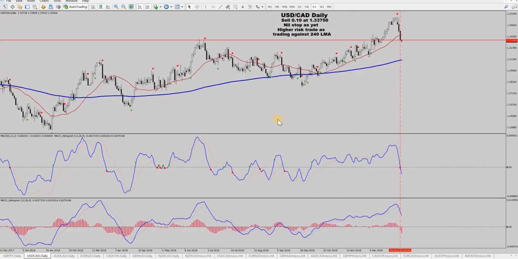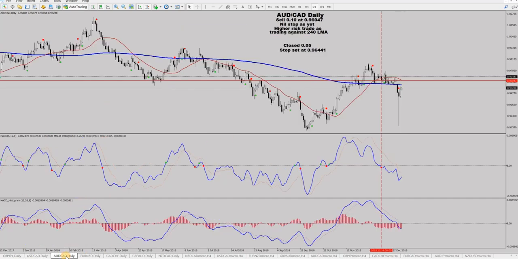Let's look at USD CAD. This is a recent sell today by the looks. Took the sell trade here, a high risk trade against the 240 LMA. There were a few pips profit there.